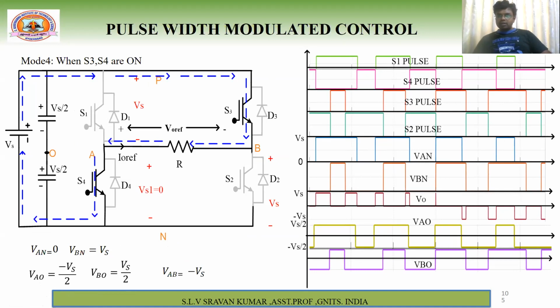So this point, this one second. This is S3, this is S4. So this period, only this period, your switch is on. So when S3, S4 are on, what happens here?